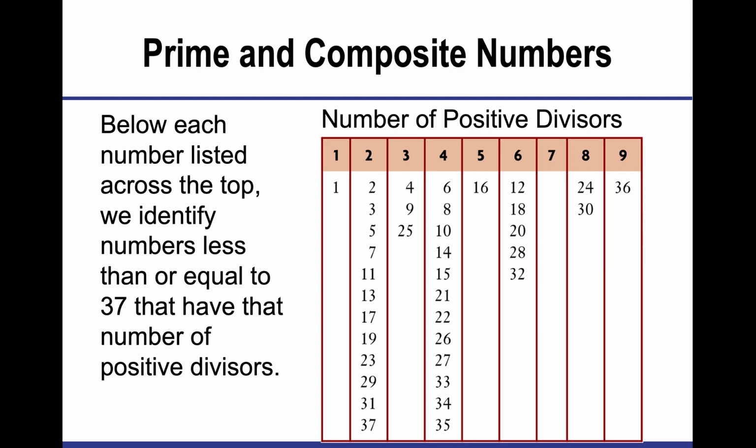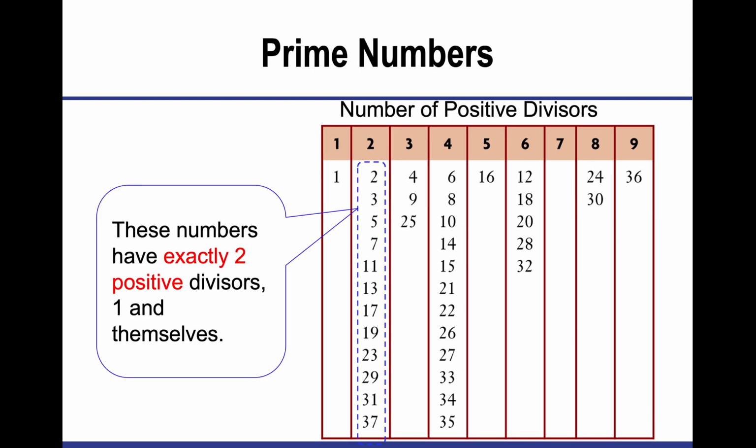If I take those divisors and I list them across the top, we can identify numbers less than or equal to 37 that have a positive number of divisors. These numbers have exactly 2 positive divisors. So that's what I'm putting in this table. So numbers that have exactly 2. There's some numbers that have exactly 3.